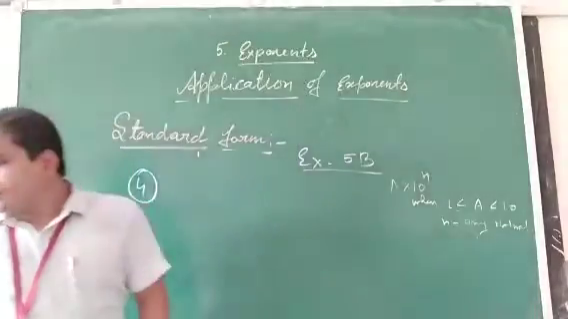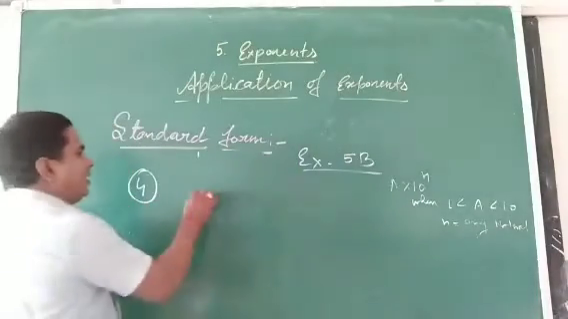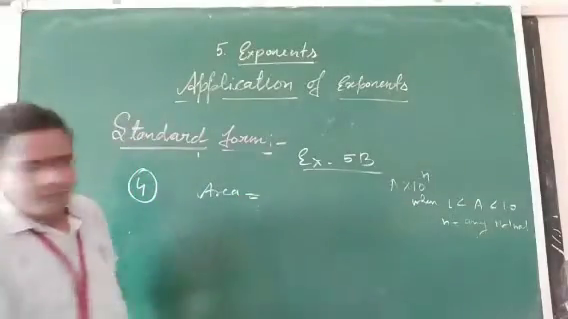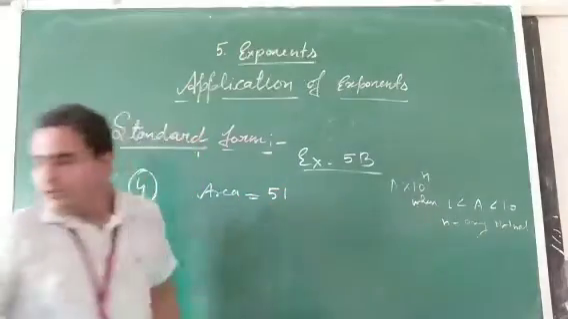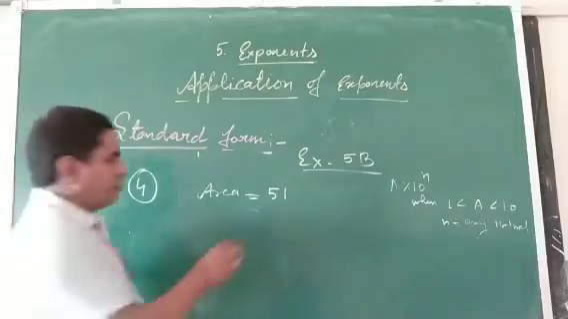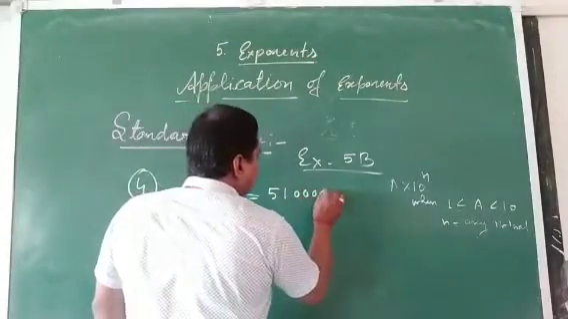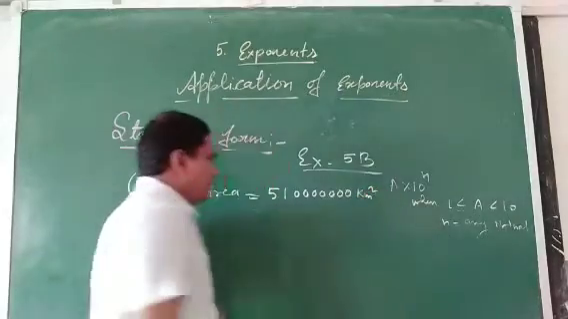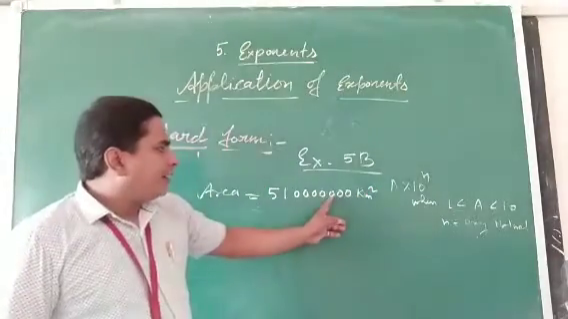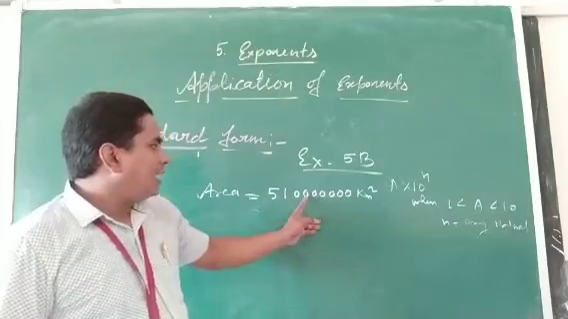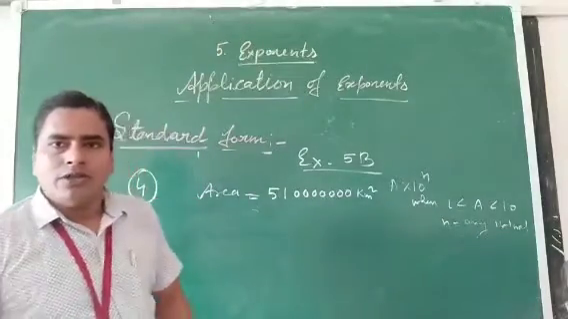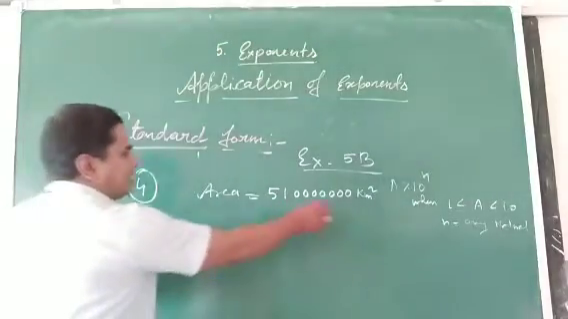Okay, students. The area of Earth is given. What is given? 5, 1, 2, and 7 zeros. 1, 2, 3, 4, 5, 6, 7. In kilometer square. Ones, tens, 100, 1000, 10,000, lakh, 10 lakh, crore, 10 crore. 51 crore. So how can we write it in standard form?